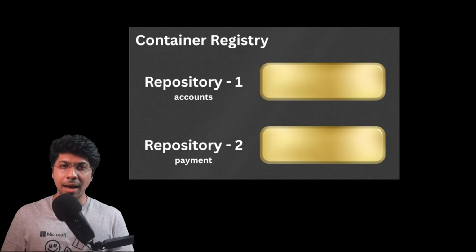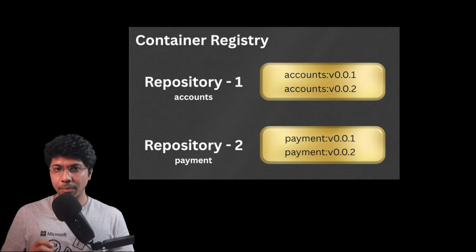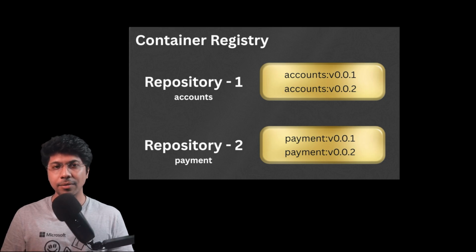Inside that, we'll have images. My accounts repository will have the name of the image like account, and then we have the tag. Usually we start with the tag v1 or 0.0.1. So that is the tag. And last is digest, which is a cryptographic version of the image.